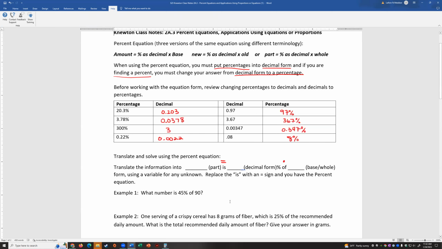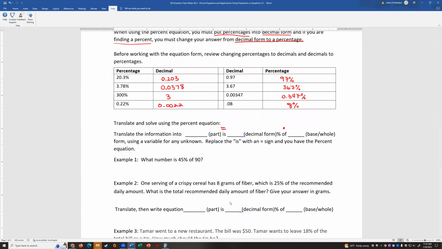For example, what number is 45% of 90? So what number, we don't know, is equals 45% as a decimal is 0.45 times, for of, 90. We'll multiply that together and I get that that is 40.5.